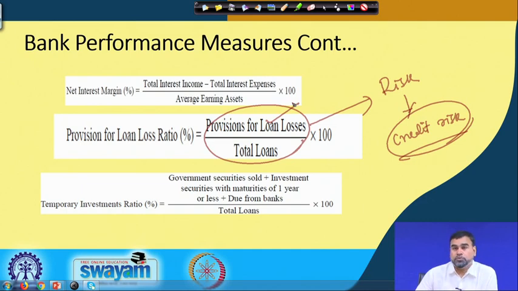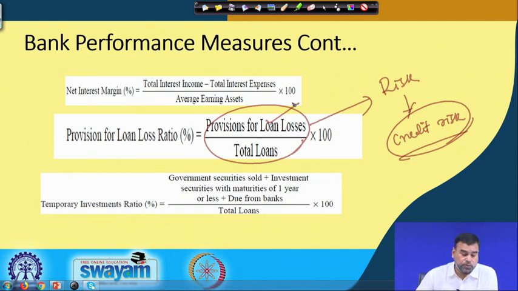divided by the total loans. So, that is basically the temporary investment ratio, in the sense of how much short term or very liquid securities we have, in terms of government securities, as well as securities whose maturity period is less than 1 year, or at most 1 year, and what dues we have from other banks, and how much loans we have given.